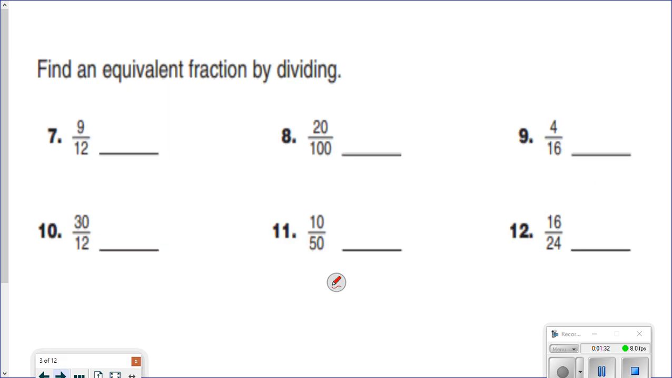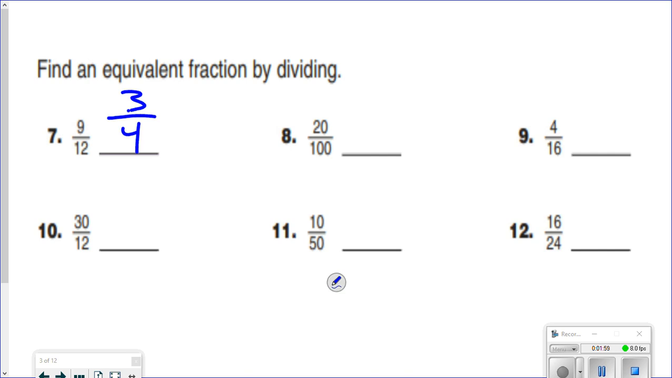Let's keep moving along. Find an equivalent fraction by dividing. So whatever you do on the top, you have to do on the bottom. Whatever you do on the bottom, you have to do on the top. So we're going to take a look here. This very first problem is 9/12. We have to think what number can go into 9 and 12. The number is 3. I'm going to divide 9 by 3. I'm going to get a 3. 12 divided by 3, we get a 4. That is how you find an equivalent fraction by dividing.